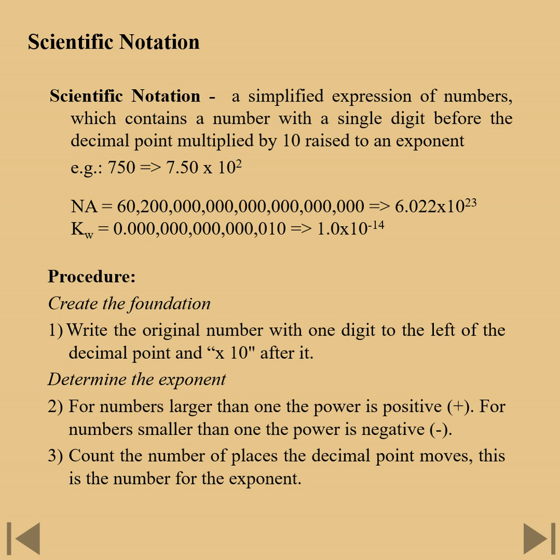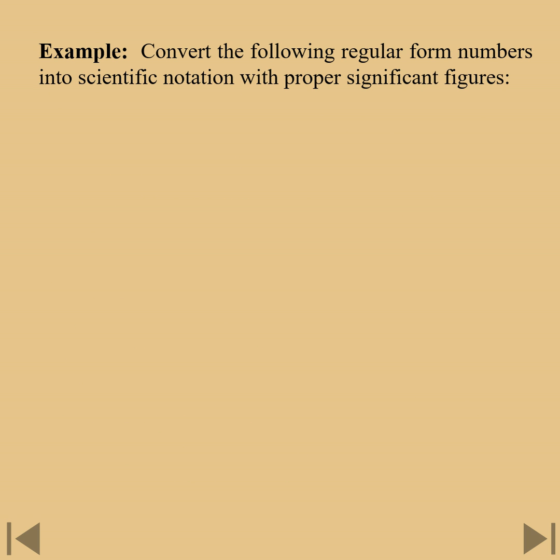Okay, now we count how many places we move the decimal point. In the 750 we moved it twice, so that's where we got the 2. In the 6.022 times 10 to the 23rd, we moved it 23. And then in 1 times 10 to the negative 14th, we moved it 14. Let's do a few of these. While we're at it, we're going to write our answer in full scientific notation, which means exponential notation with the correct number of significant figures.